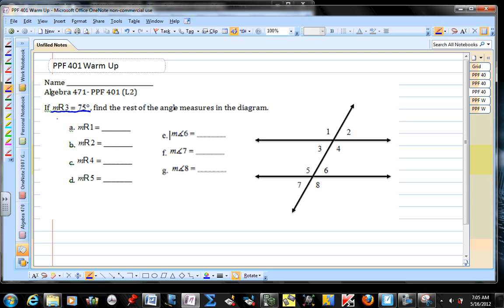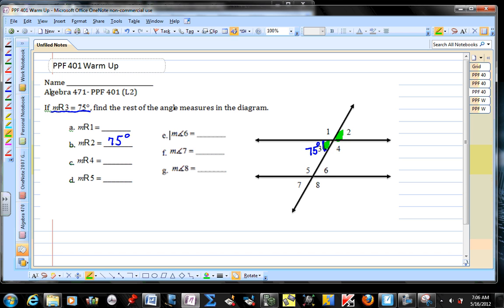It says the measure of angle 3 is 75 degrees, so let's find angle 3 on our diagram right here and label it 75 degrees. So let's find the rest of the angle measures in the diagram. So let's start with what we know. We know that angle 3 and angle 2 are vertical angles, and vertical angles are congruent. So we can say that the measure of angle 2 is 75 degrees.